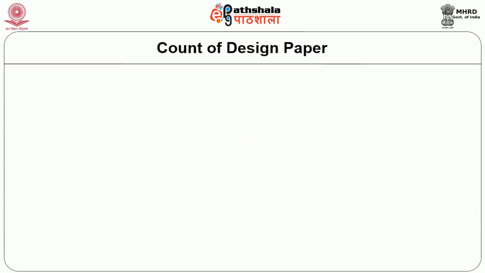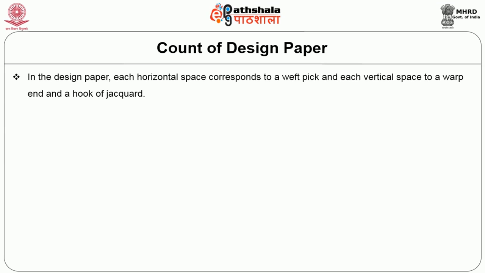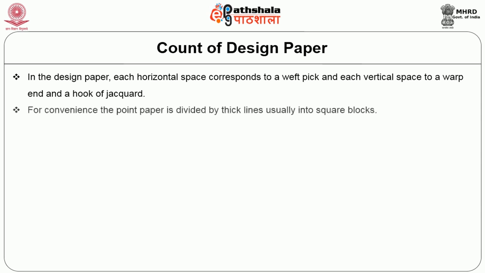So we'll go into brief about the count of a design paper. Design paper comes in different counts and different sizes, because the corresponding horizontal and vertical spaces indicate a warp and a weft thread. The horizontal spaces correspond to a weft pick, and each vertical space is a warp end and a hook of a jacquard. For convenience, the point paper is divided by thick lines, usually into square blocks.